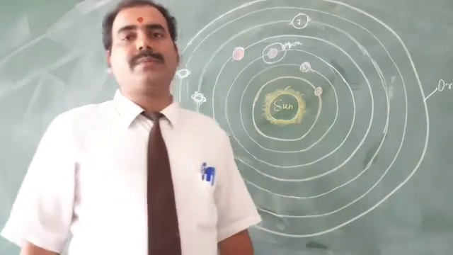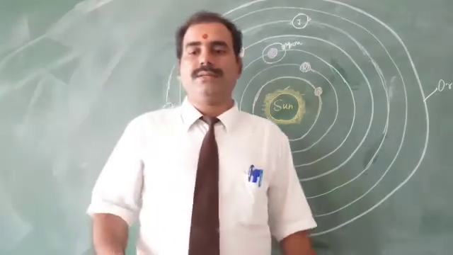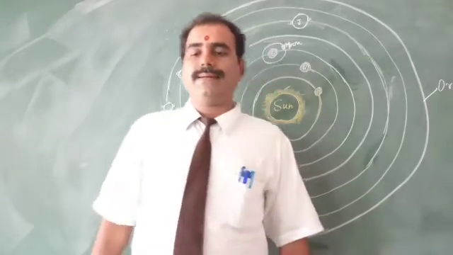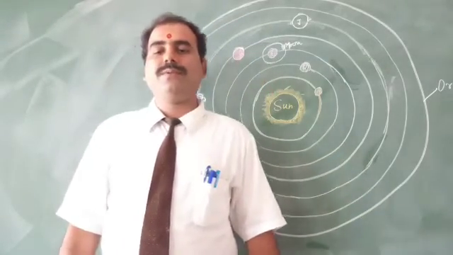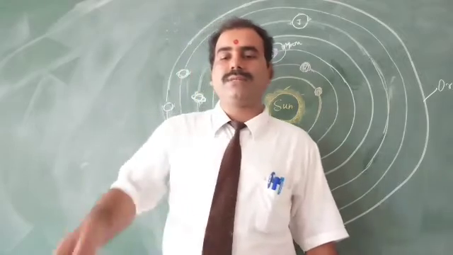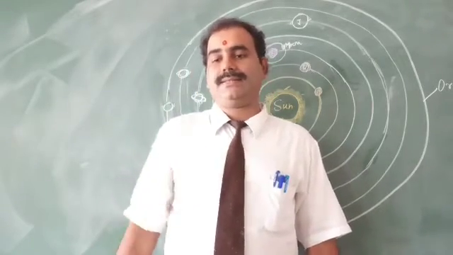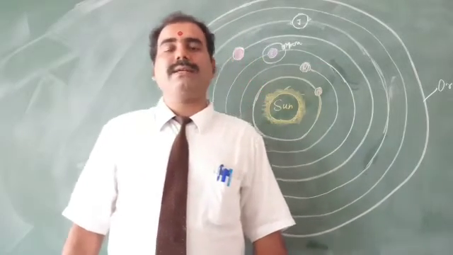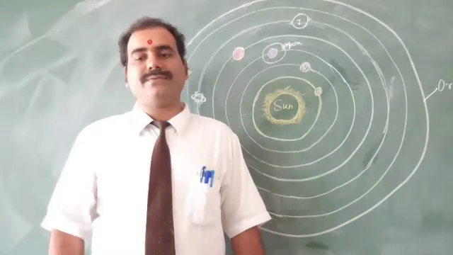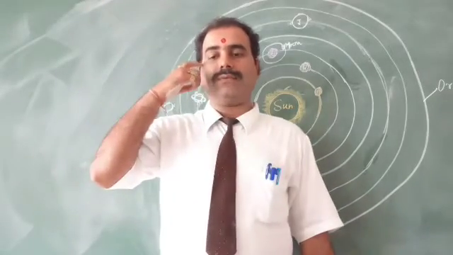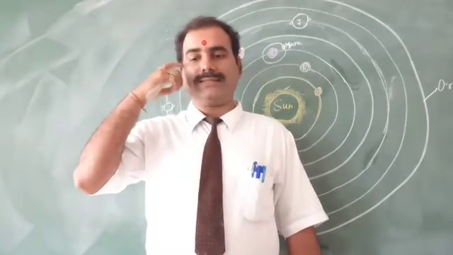It is the closest planet to the sun. It is also the fastest moving planet as it revolves around the sun once in every 88 days. However, it spins on its axis very slow, once in every 58.6 days.